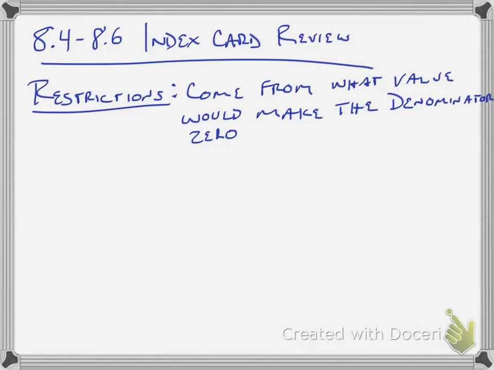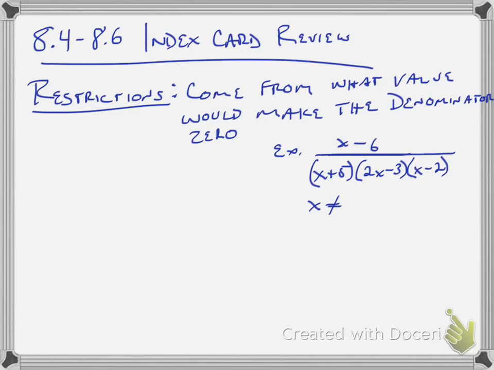For example, if I had x minus 6 over x plus 5 times 2x minus 3 times x minus 2, my restrictions are that x cannot equal, from this one, negative 5, from this one, positive 3 over 2, because you got to add the 3 and then divide by 2, and then from the last one, x cannot equal positive 2.